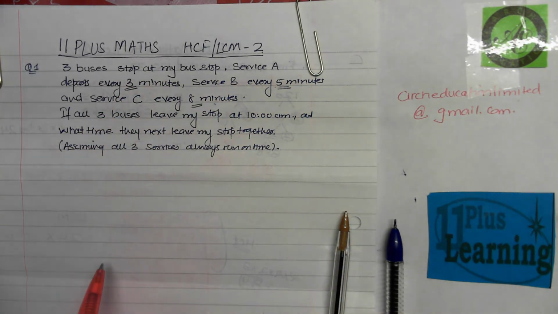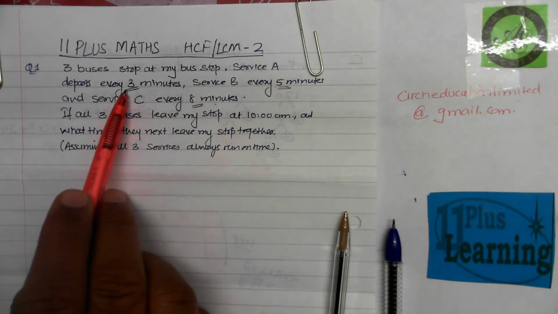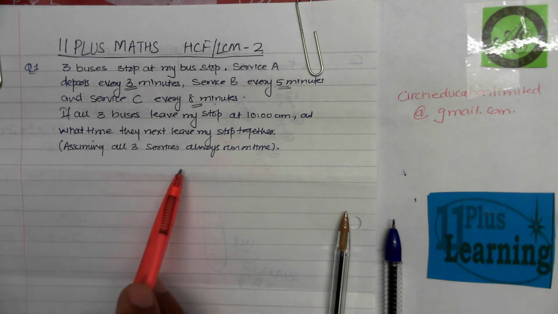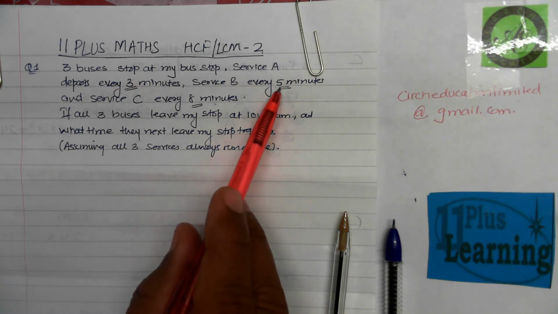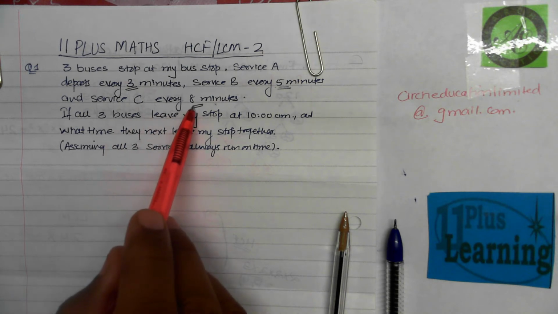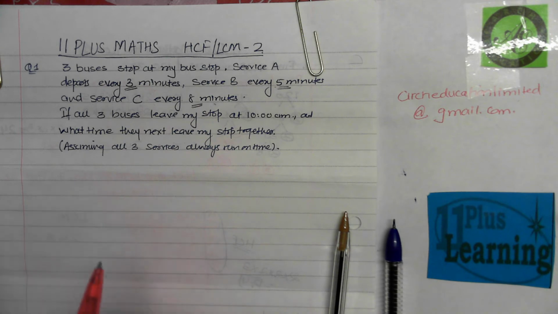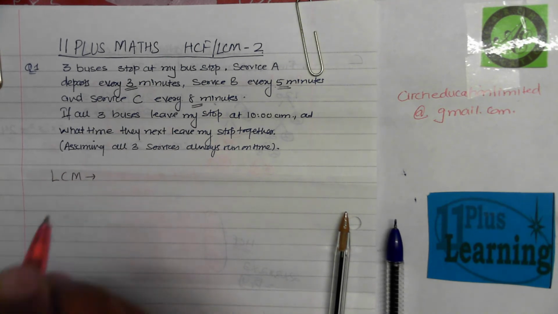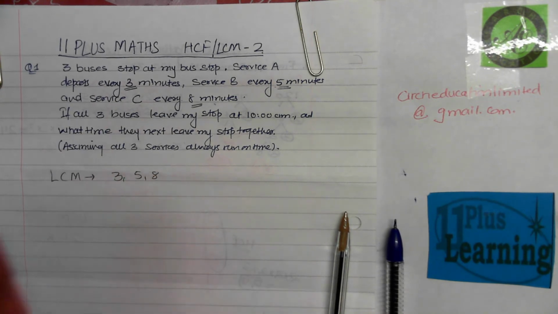We're looking for a number which appears in each of these times tables, because the first bus will run in 3 times tables: 10 o'clock, 10:03, 10:06, 10:09, and the second bus runs at 10 o'clock, 10:05, 10:10, 10:15, and so on. And the third bus will run at 10, 10:08, and 10:16, and so on. Okay, so we're looking to find the lowest common multiple of 3, 5, and 8.